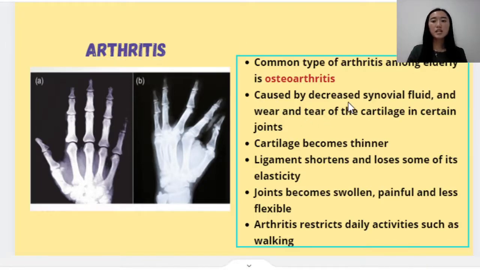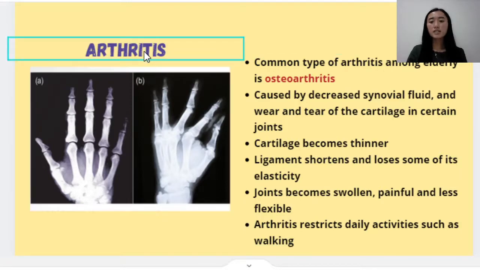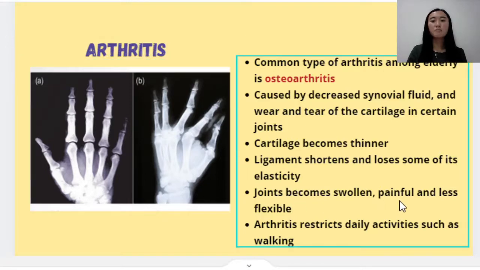Arthritis is caused by the decreased synovial fluid and the wear and tear of the cartilage in certain joints. The cartilage becomes thinner and the ligaments will shorten and lose some of their elasticity. And people with arthritis, their joints will become swollen, painful, and less flexible. Arthritis will restrict our daily activities such as walking.